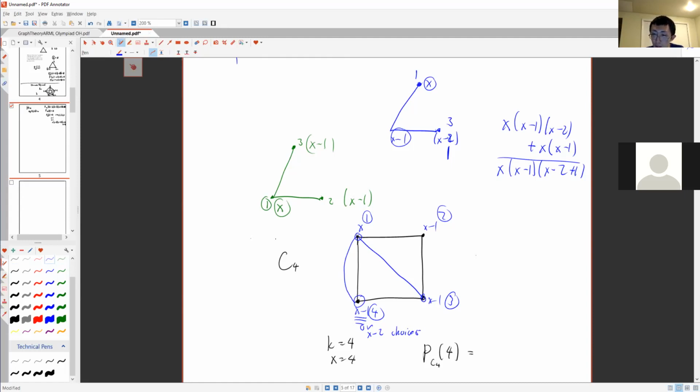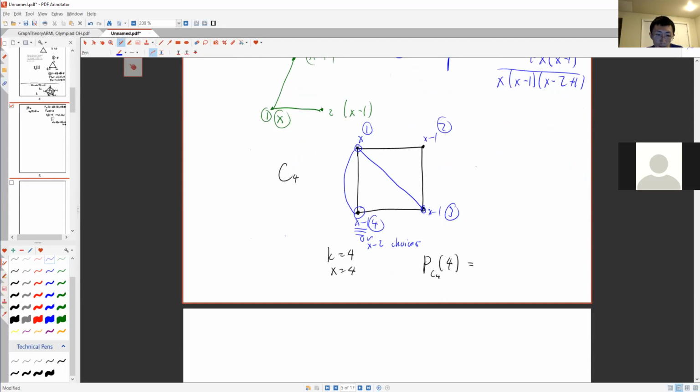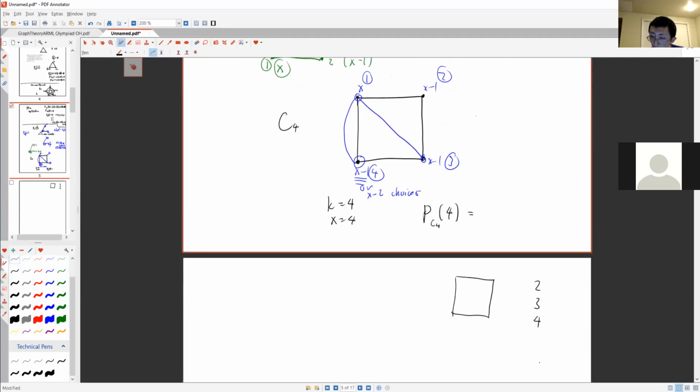So, let's just do casework on P of 4, right? So if there are exactly 4 colors, so x is 4, then we could use 2 colors, we could use 3 colors, and we could use 4 colors. So if I use 2 colors, there are 4 choose 2 ways to choose the 2 colors. And then 2 ways to put, like AA and CC, for instance, right? So there's 12 in the case where we use exactly 2 colors.